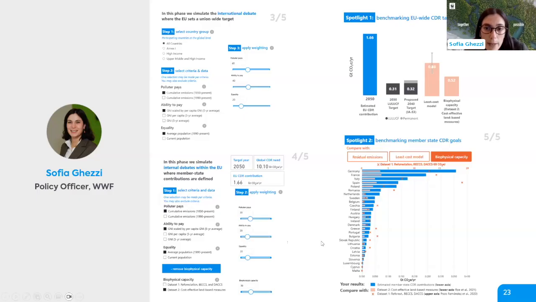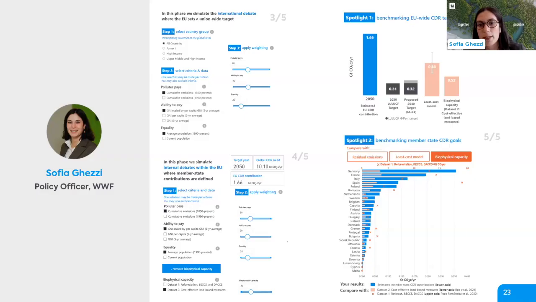So what is the result of this? I, of course, wanted to take into account the biophysical capacity for Europe. As WWF, as I already said, we put a lot of emphasis on nature-based solutions. So the best data set for me to consider in this exercise was data set 2, because it takes into account conservation and restoration activities that are very, very important. And here the result was that the global need would be 10 gigatons of CO2 in carbon removals.